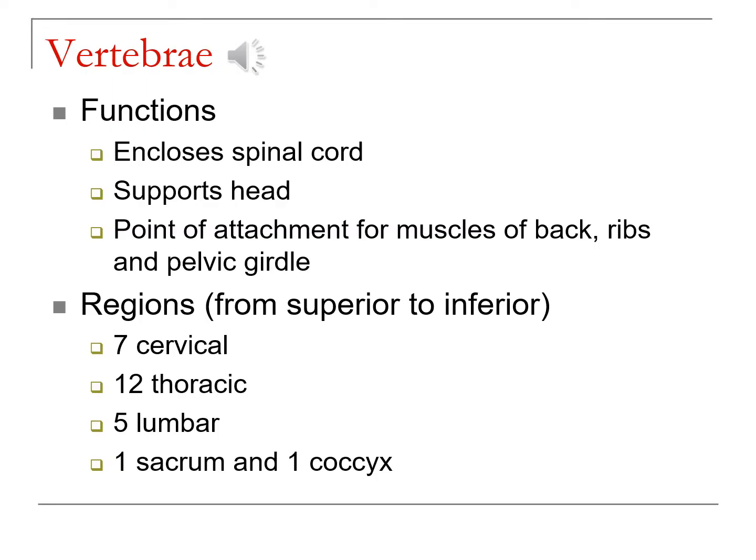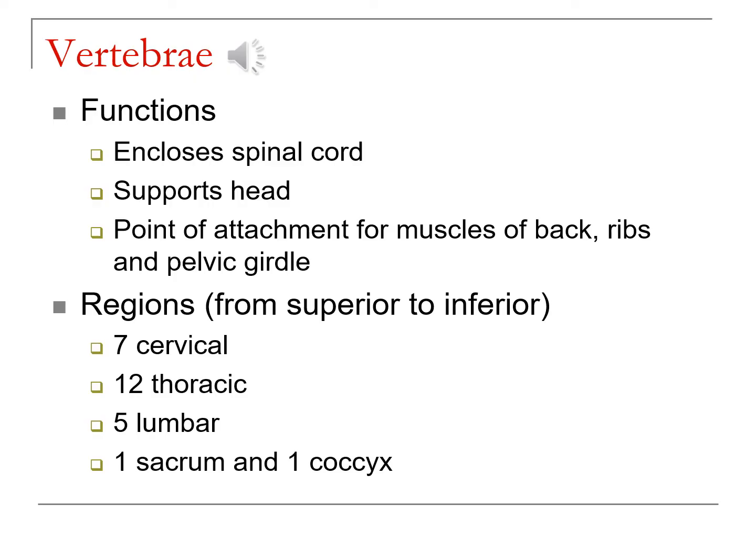So we proceed with the bone that protects our spinal cord, the one located at the medial portion of our back: your vertebrae, or your vertebral column. The functions of your vertebrae include enclosing the spinal cord for protection. It also supports the head, and serves as a point of attachment for different muscles of the back. It is also an attachment point for the ribs and the pelvic girdle.